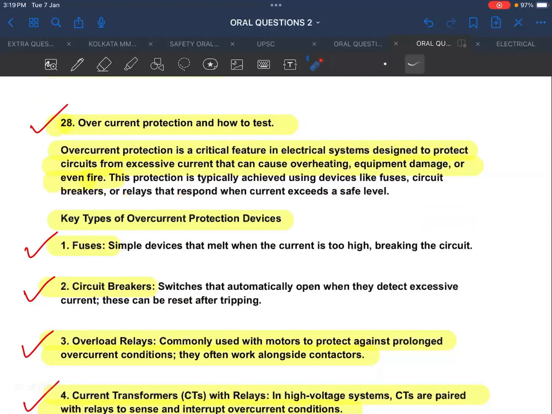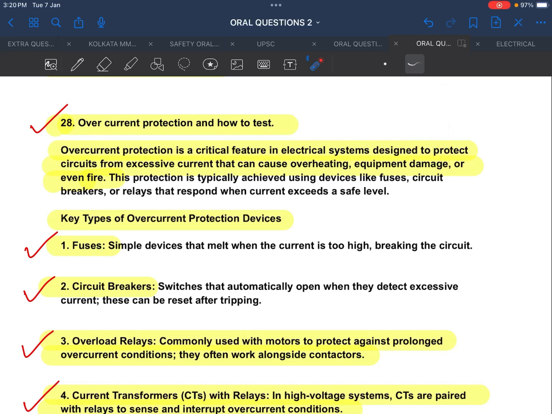Overcurrent protection and how to test. Overcurrent protection means the current exceeds some set point, and due to this overcurrent flowing in the circuit it damages our circuit. Let's suppose this is our circuit and we have one set point of 105%. We are setting this in the overcurrent relay, and if the current exceeds this 105%, then what will happen? This will disconnect the circuit breaker from the equipment, so that no power will flow to the equipment.